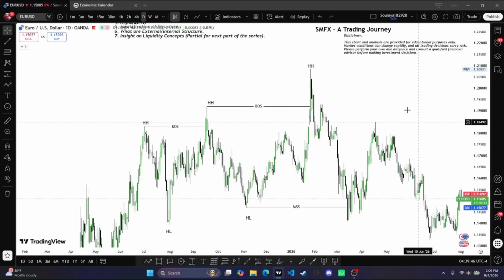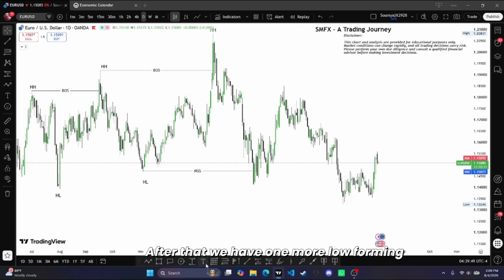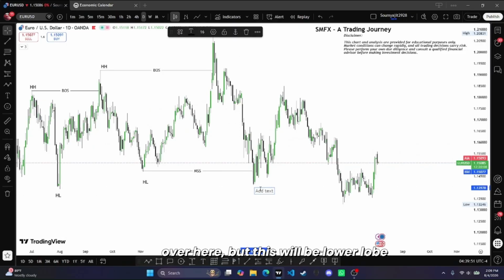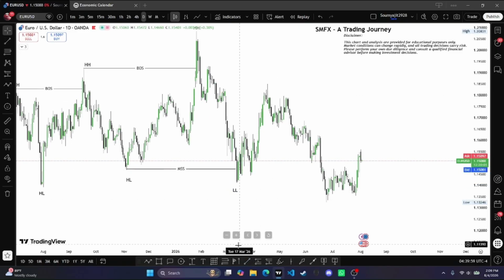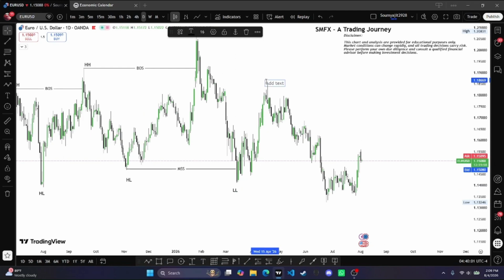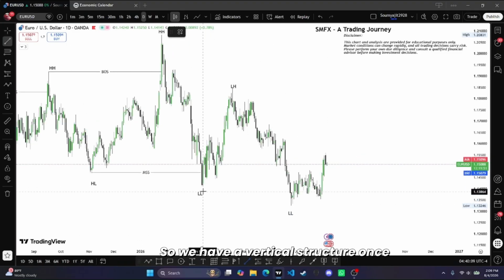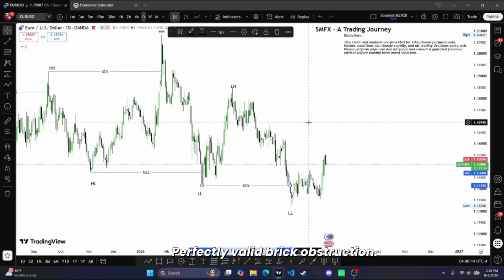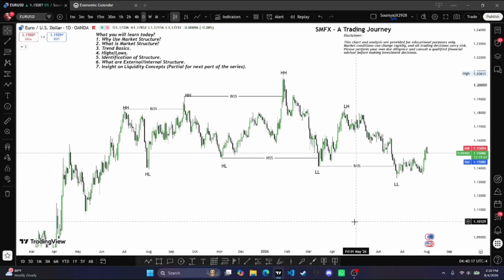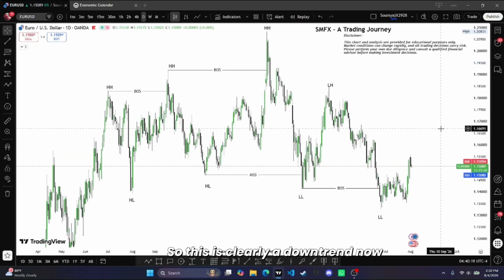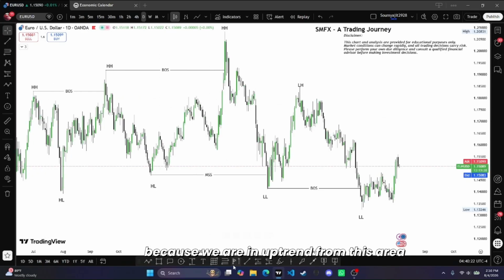After that we have one more low forming over here, but this will be a lower low because it is lower than the previous low, and now we'll be shifting into a bearish trend. After that, we make a lower high and then a lower low. So we have a break of structure once again over here with a body close. Perfectly valid break of structure. So this is clearly a downtrend now because we were in an uptrend from this area.